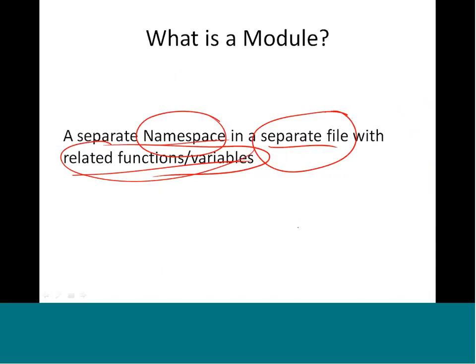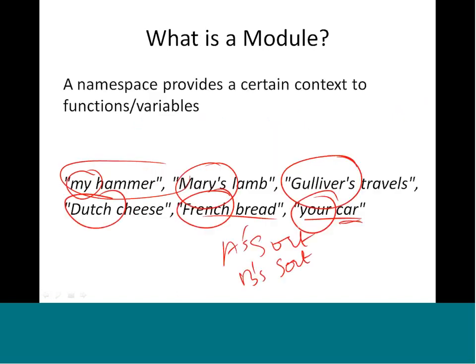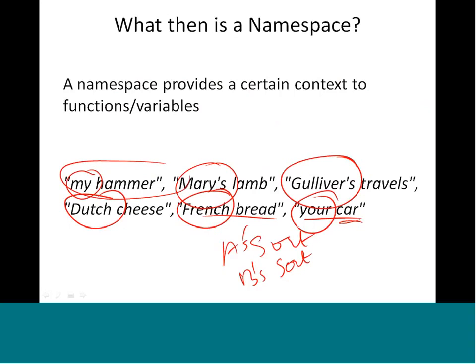A simple command is shown here. And so then we went into packages and modules. A module is a separate namespace in a separate file with related functions and variables. So we wanted to understand what a namespace is, and a namespace is something that provides a context to the functions and variables. So you can distinguish between A's sort function and B's sort function.